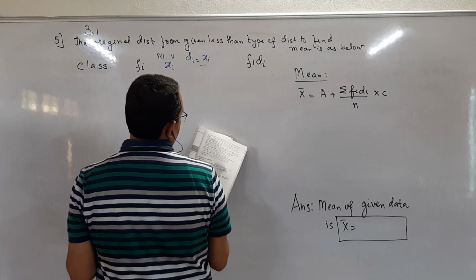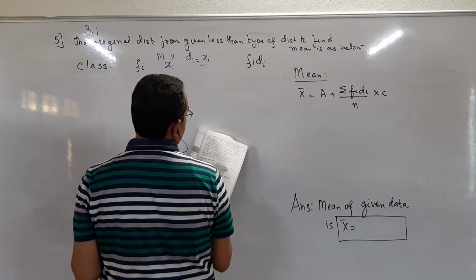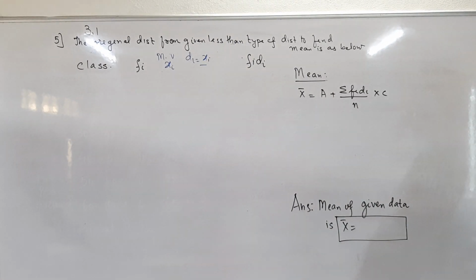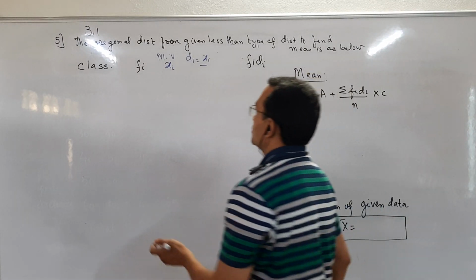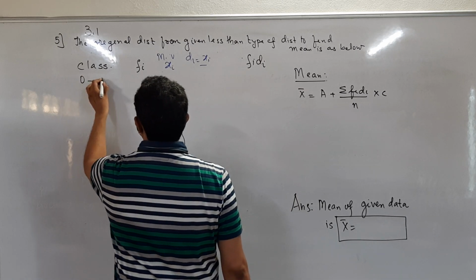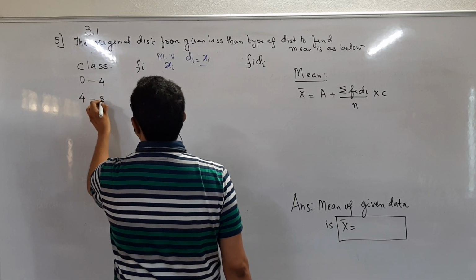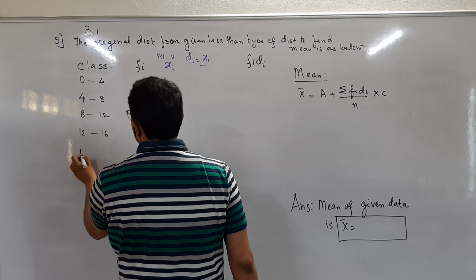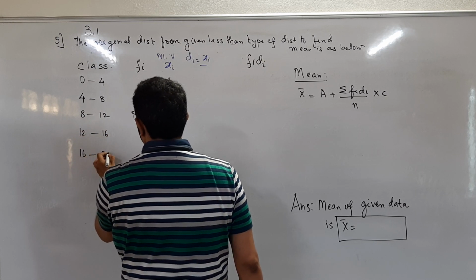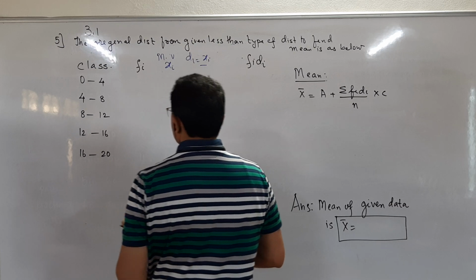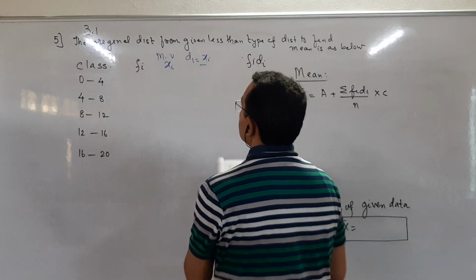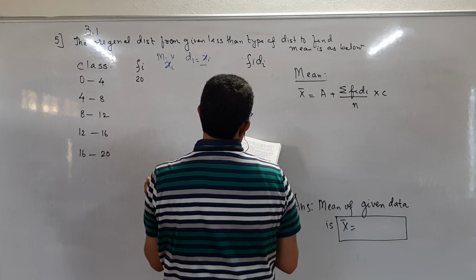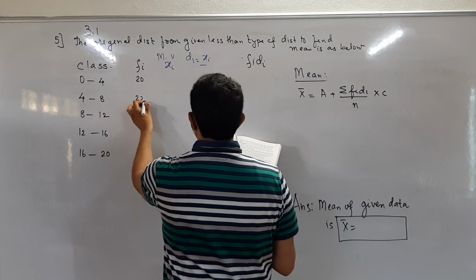Now, check: less than 4, less than 8, less than 12. So, class length is 4. And in less than 4, we start with the value before. So, the first class will be 0 to 4, then 4 to 8, 8 to 12, 12 to 16, 16 to 20. Frequencies are, first frequency 20 as it is, then 42 minus 20, so 22.